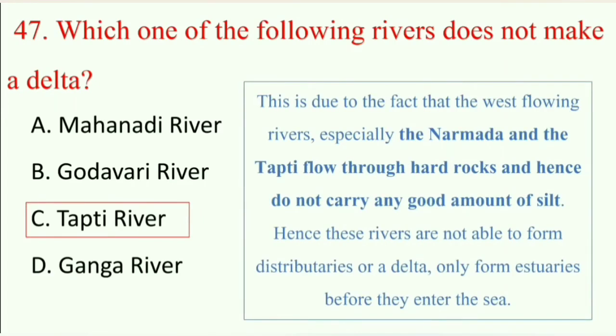This is due to the fact that the west flowing rivers, especially the Narmada and the Tapti, flow through hard rocks and hence do not carry any good amount of silt. Hence, these rivers are not able to form distributaries or a delta, and only form estuaries before they enter the sea.